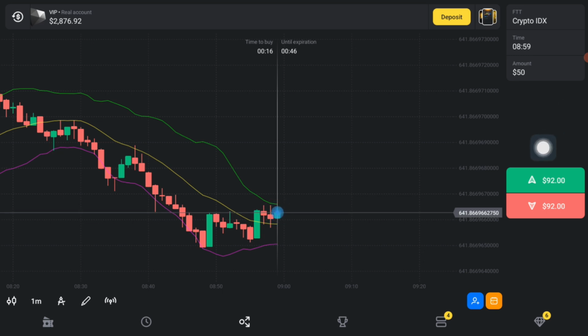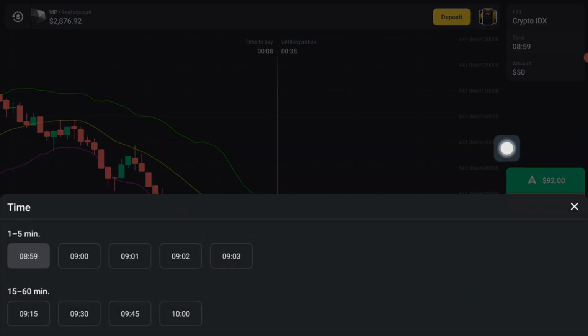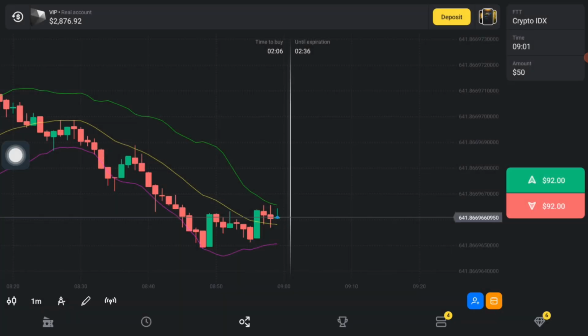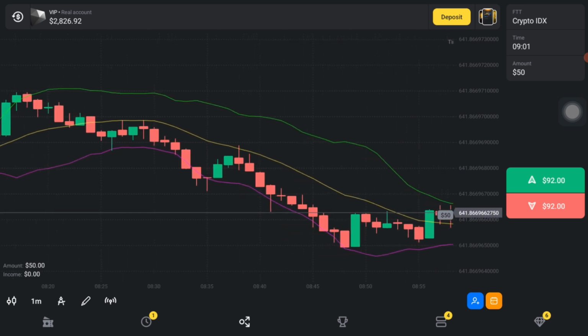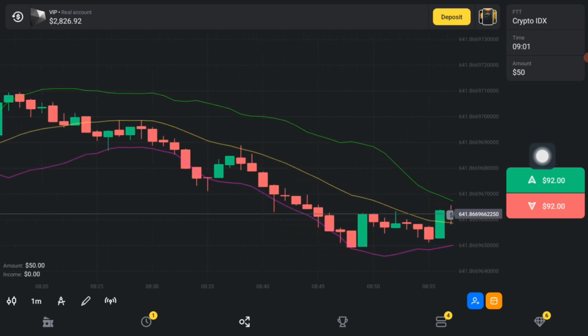Okay guys, look at this one here. This is a complete down trade, and the market is maintaining between the yellow line and the green line. So right now we are going to change our expiry minute to something like 3 minutes, and we are going to place a down trade on this area. We are going to go to this place down here, and we place a 3 minutes down trade on this particular position.